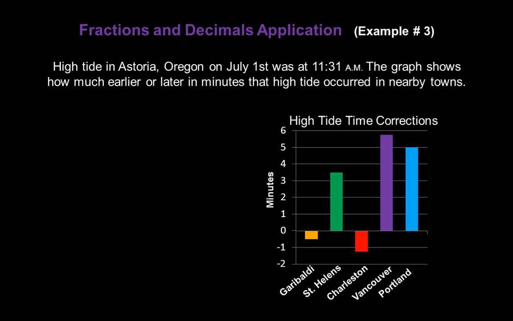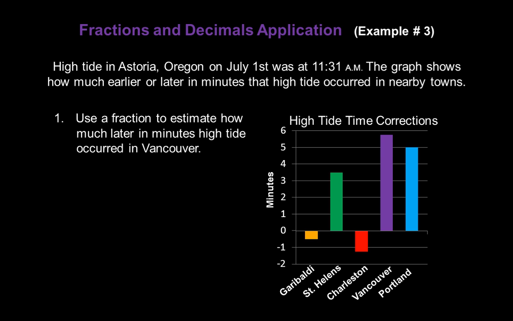Now let's do a word problem. High tide in Astoria, Oregon on July 1st was at 11:31 a.m. The graph shows how much earlier or later in minutes that high tide occurred in nearby towns. First of all, let's use a fraction to estimate how much later in minutes high tide occurred in Vancouver. Well, the first thing we have to do is find the bar corresponding to Vancouver, and that's the purple bar.